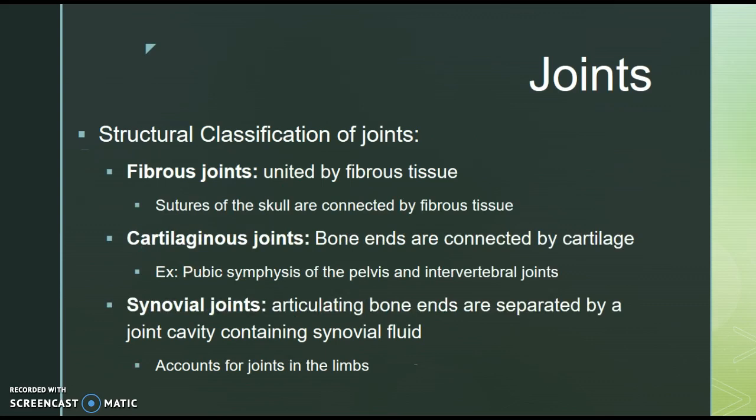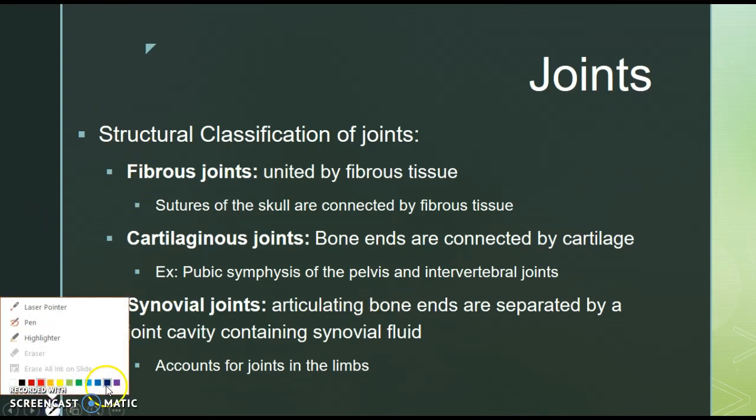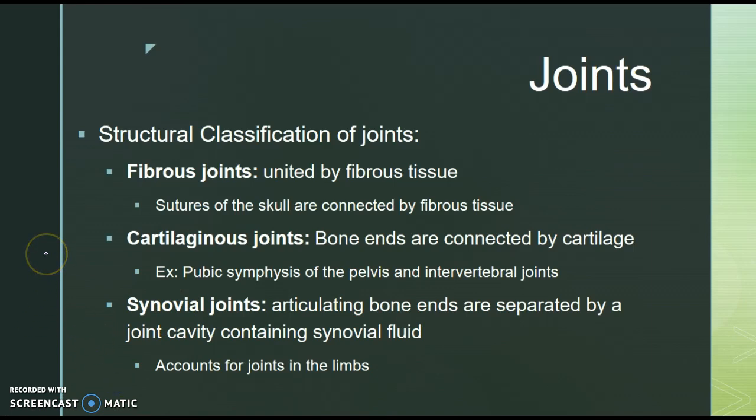Then we have to look at the structural classification. We are going to be focusing on synovial joints in this presentation because that's really the joints that we're most familiar with. It's important to know fibrous joints, which once again are going to be those sutures of the skull. We also have cartilaginous joints. That, for example, is going to be the pubic symphysis holding your two coxal bones together.